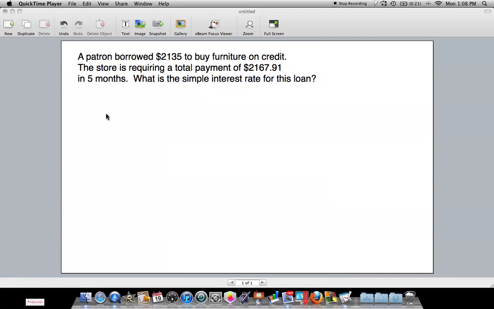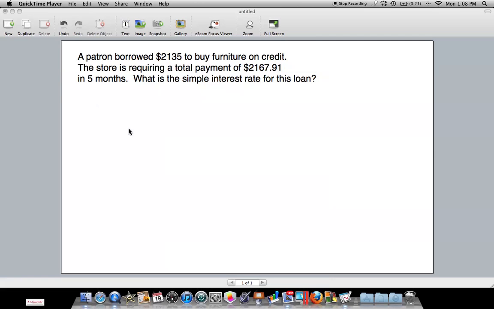This is a problem that could be done two different ways, and I'll show you both ways. Say you borrowed $2135 to buy some furniture on credit. The store is requiring a total payment at the end of $2167.91, and they want it in 5 months. And then the question is going to be, what is the interest rate of this loan?